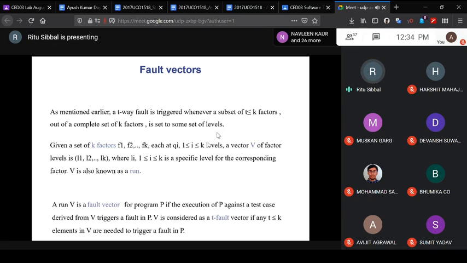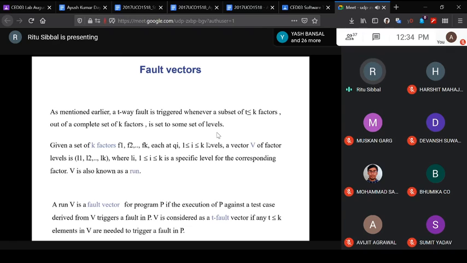So now we have seen that a T-way fault, T-way meaning two-way fault, three-way fault, four-way fault, is triggered whenever the subset of k factors is set to some set of levels. ठीक है ना? ये हमने देख लिया, हमने पहले में देखा कि there were three factors x, y, z. Now it was a two-way fault, x और y के कुछ interaction से fault हुई. And in the second example, we saw that it is all the three factors. So it's a three-way interaction.